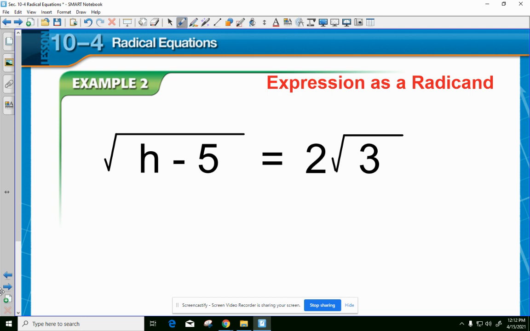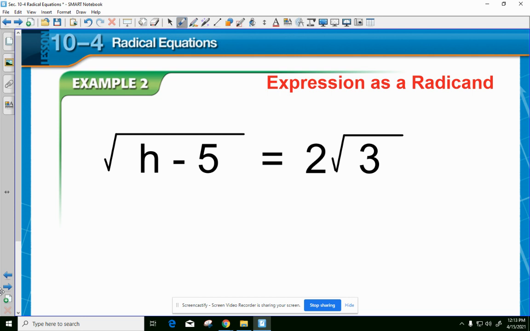How many operations are holding down the variable? 8 and how many? 2. What's one of the things that has to change? What's one of the things you got to get away from that h? Negative 5. The negative 5, that's one thing that's got to go. What's another thing that's got to go? The radical sign or the square root. So in this case, which one do I move first?